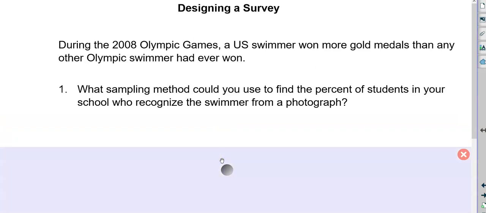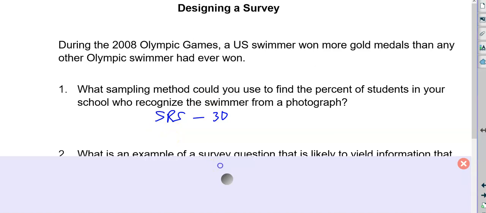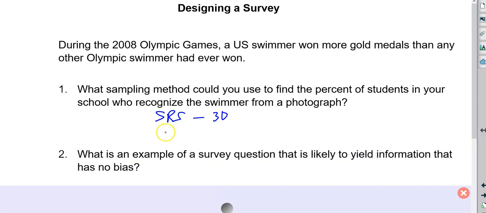One way of doing that would be to put all the names in a hat, like a simple random sample. Put all the names in a hat and draw out 30 people and ask them the question about the photograph. So you randomly pick 30 people. Maybe you could stratify by grade. So you go to all the 9th grade classes and you randomly select 10 people out of each grade's classes. That would be stratified. Those are really good ways to do things.